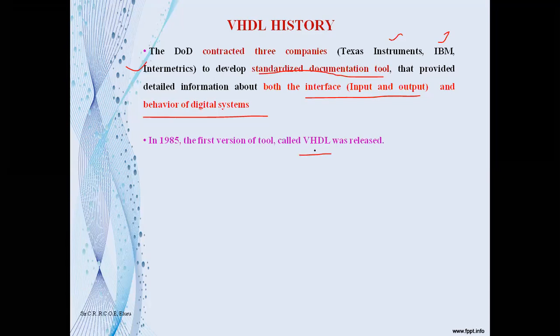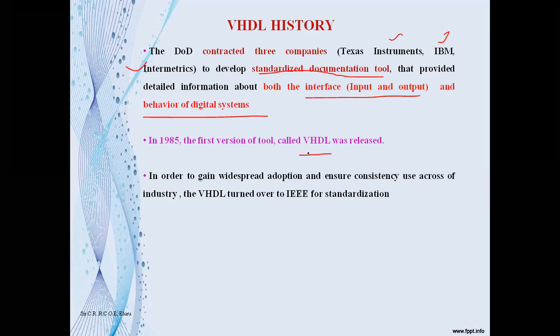So VHDL is VHSIC Hardware Description Language, where the V stands for very high speed integrated circuit. This is the first version of the VHDL tool. In order to gain widespread adoption and to ensure consistent use across the industry, the Department of Defense transferred this VHDL tool for IEEE standardization.